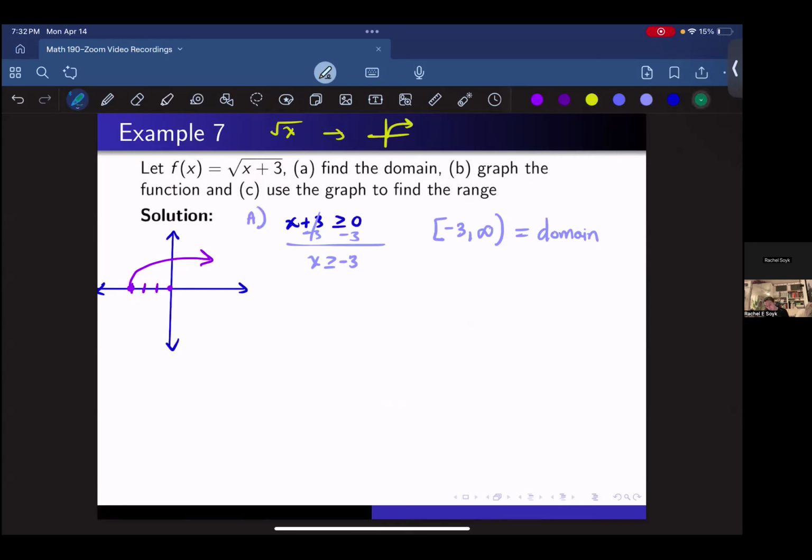Now our part B, we did graph already, but let's create the table to just verify that this graph is indeed correct. When our x is -3, we have y is 0. Good. When our x is, let's pick some good numbers. When our x is -2, -2 plus 3 is 1. Square root of 1 is 1. So -2 and then 1. We'll make this be 1. Good.